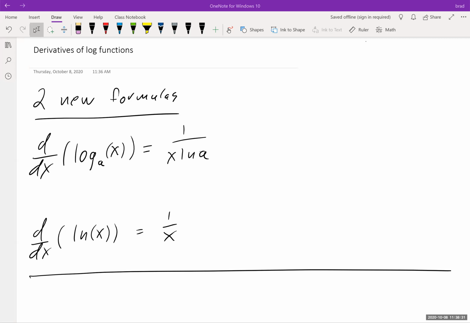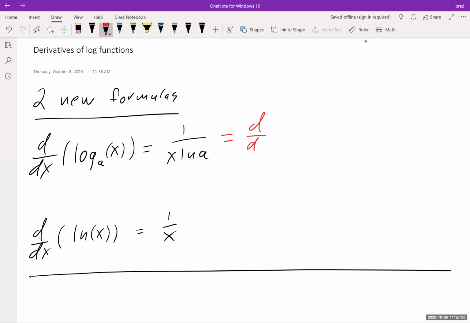So today we're going to talk about derivatives of log functions. The two main new formulas we're going to work with are: d/dx of log base a of x is equal to 1 over x times the ln of a, and d/dx of ln of x is equal to 1 over x.